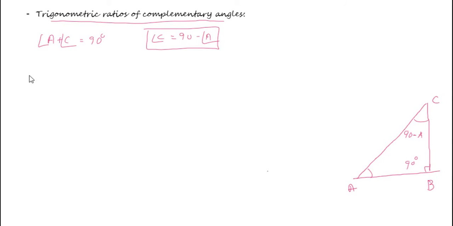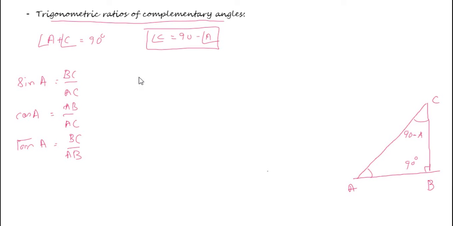Now let us find the ratios of angle A. Now sin A is opposite by hypotenuse, that is BC by AC. Cos A equal to adjacent side for angle A is AB by AC, and then tan A is opposite by adjacent side, that is BC by AB.